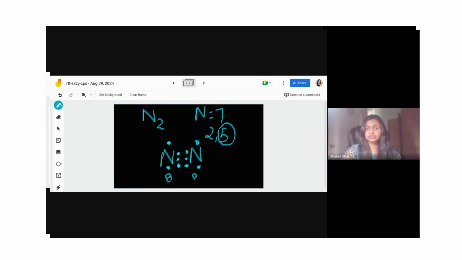So both these nitrogen atoms get 8 electrons, and since 3 pairs of electrons are being shared, that will be replaced by three dash lines, and this is known as a triple bond. The rest of the electrons will remain as they are. They're not participating in the formation of the bond.